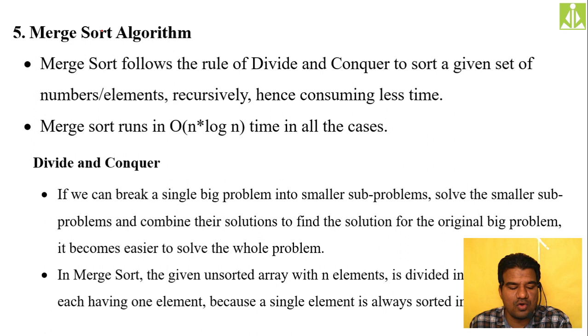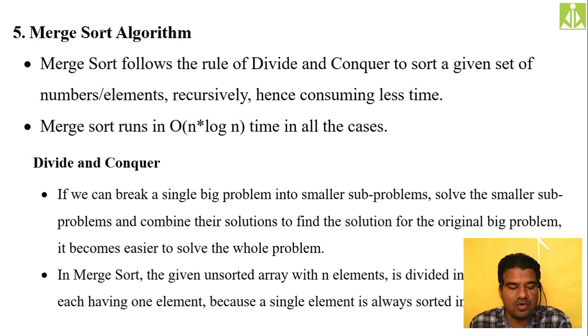So in the merge sort algorithm also we do the same. If we break a single big problem into smaller sub problems, solve the smaller sub problems and combine their solutions to find the solution for the original big problem, it becomes easier to solve the whole problem. If you read this point, you will get the same meaning whatever I have dictated just now. In merge sort, the given unsorted array with n elements is divided into n subarrays. 10 elements, 10 subarrays, 20 elements, 20 subarrays, likewise, where each array is going to have only one element.